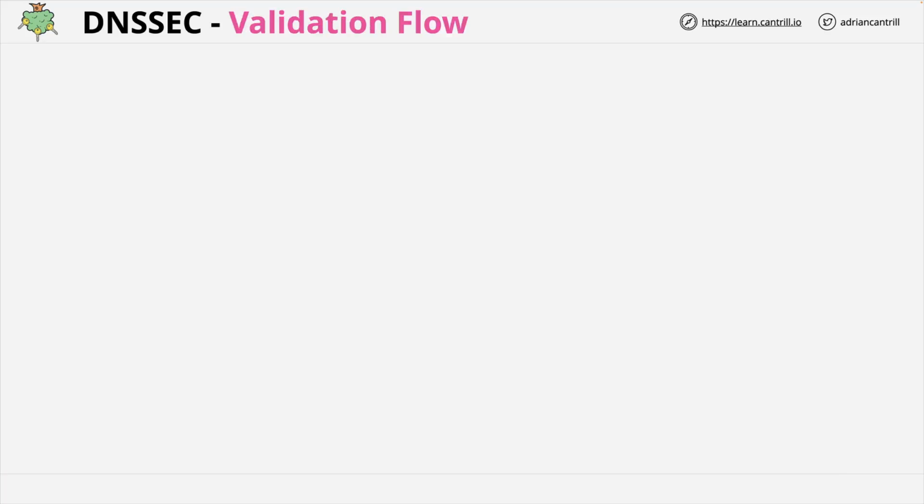Now if we zoom out a little bit, I want to talk about the DNSSEC validation flow, so how we build this chain of trust between the different levels of the DNS hierarchy. So the trust between the levels from child to parent is created via public key signing keys and the DS record sets in the parent zone.